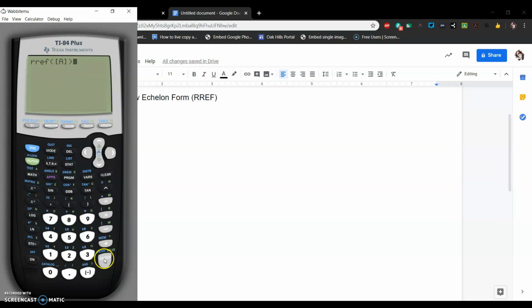So RREF, matrix A. And here's our solution matrix. Now, like I mentioned earlier, this left half over here looks like our identity matrix. Ones along the main diagonals, zeros everywhere else. And then we've got this 2, 10.